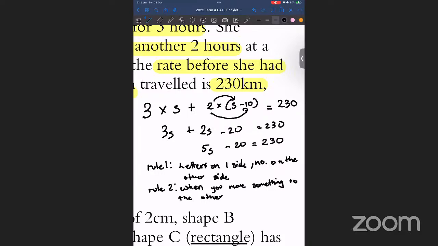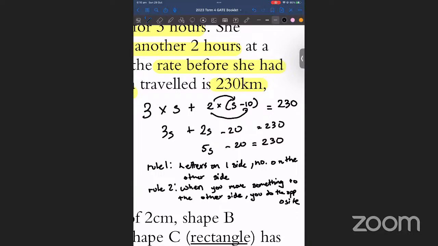Well, one second, my good sir. When you move something to the other side, you do the opposite. So these are the 2 rules of algebra.